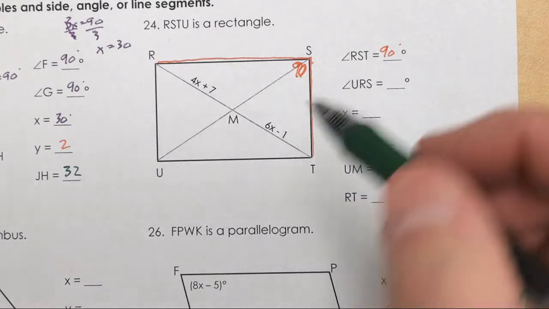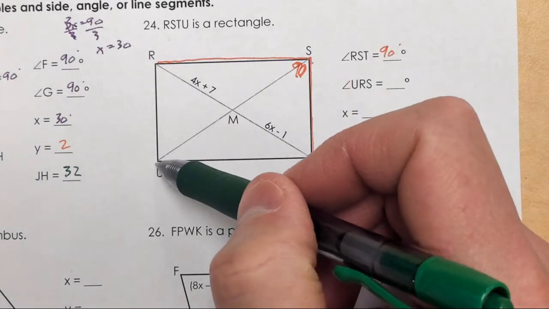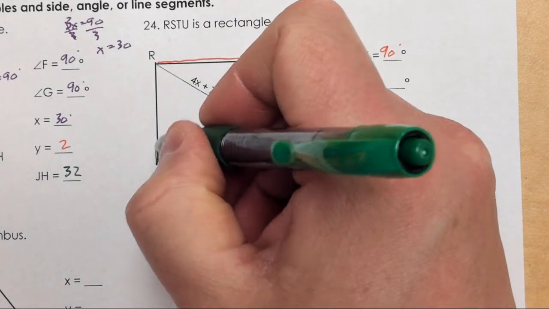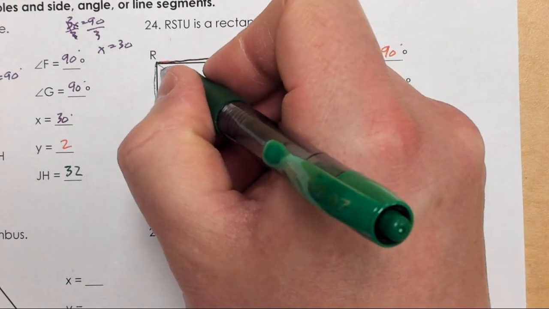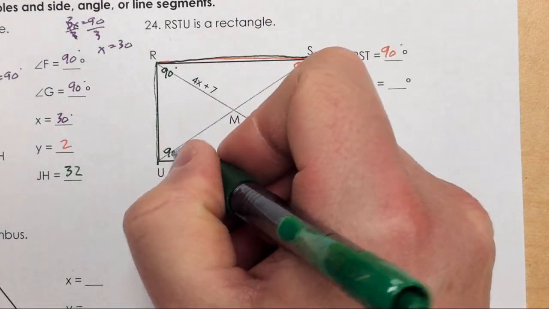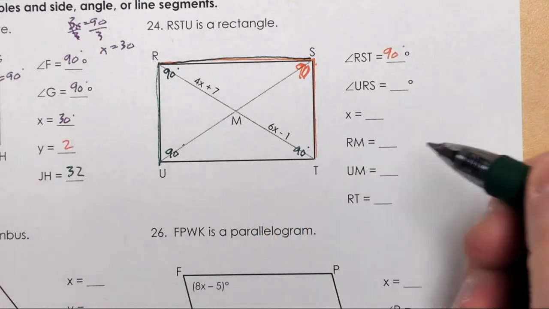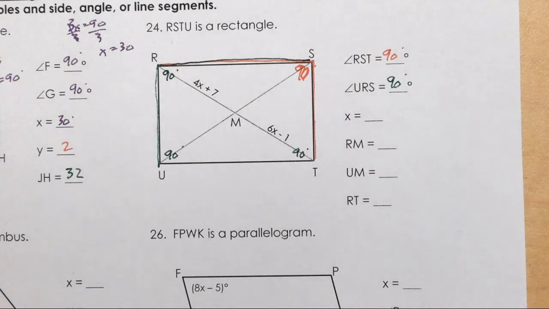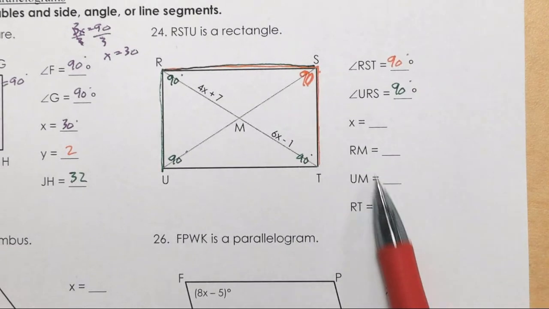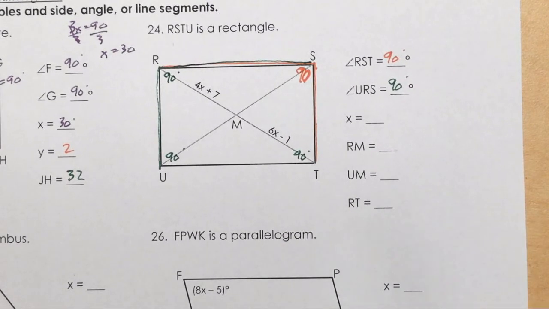Now it asks to find angle URS, from U to R to S. This angle, again, is also going to be 90 degrees because all these angles are 90 degrees in a rectangle. Same thing for the square, right? So this is a 90-degree angle. Hopefully those weren't too challenging. Now we need to deal with x. Solve for x. And we have all these segments or sides defined.